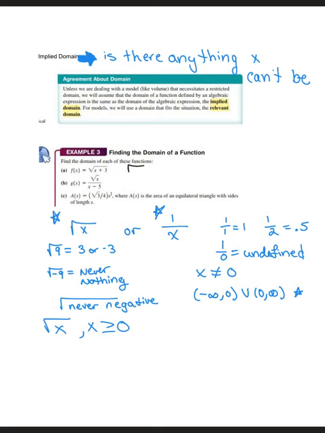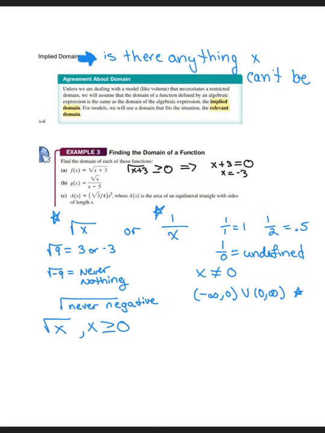Okay, so let's look at A. A has the square root of x plus 3 as the equation. Okay, now we said a radical has to be greater than or equal to 0. So this is what we need to solve. Now you could solve your inequality just like that. Sometimes it's a lot easier to look at this and say, when is x plus 3 actually equal to 0? Well, if we were to solve for x, we have x is equal to negative 3.